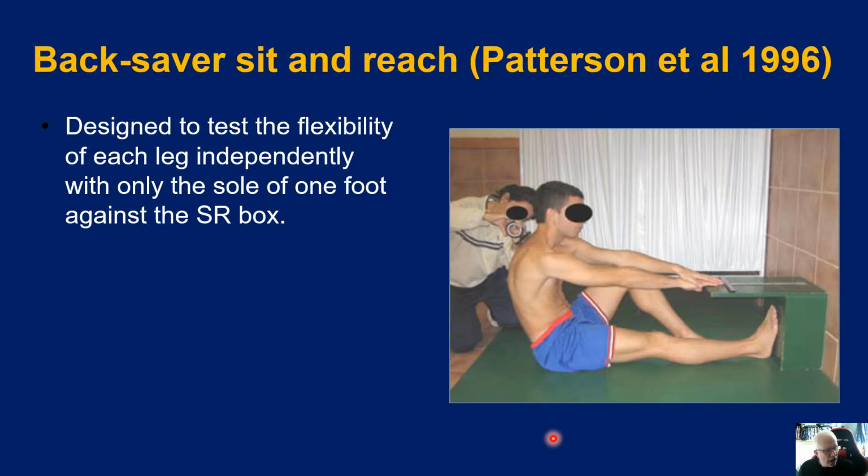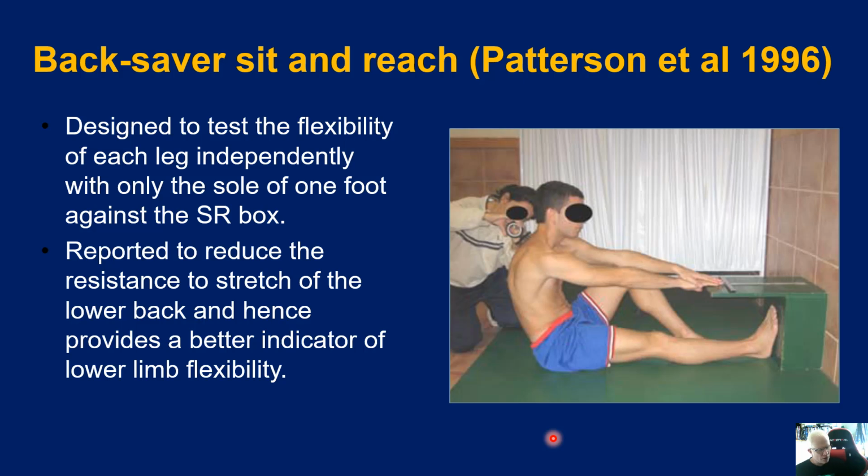But it was designed to assess the flexibility of each leg independently, which the classic Wells-Dillon sit and reach couldn't do. So remember, in the Wells-Dillon, both feet are placed flat against the box. This allows for independent assessment. Now that's quite useful from a sporting perspective. It's useful from a rehabilitation perspective. So that actually increases the validity of the test. Does it, though, reduce the variability in the data?